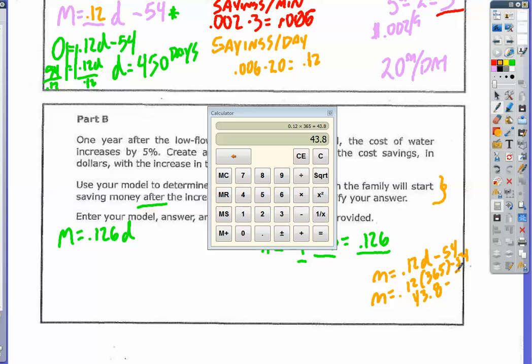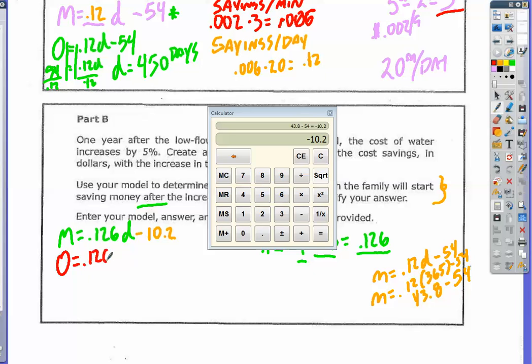Not bad. Minus 54. So now what will I do? Subtract 54. What's my new slope? Negative 10.2. Okay. That's way less. Well, because you have $10.20 more to save. So when we break even, what will my m value be? 0.